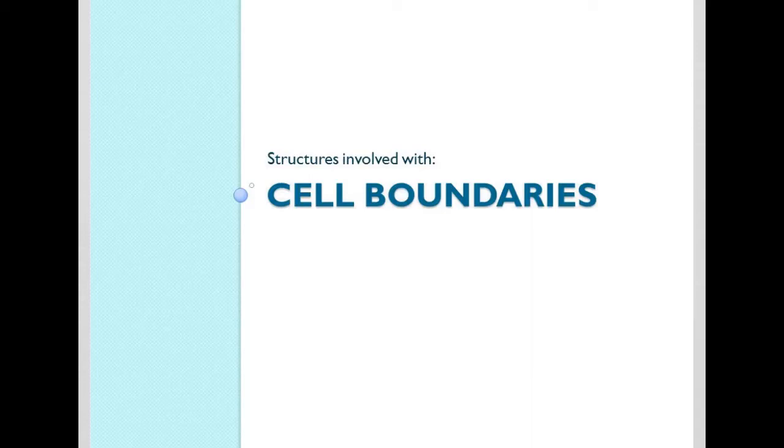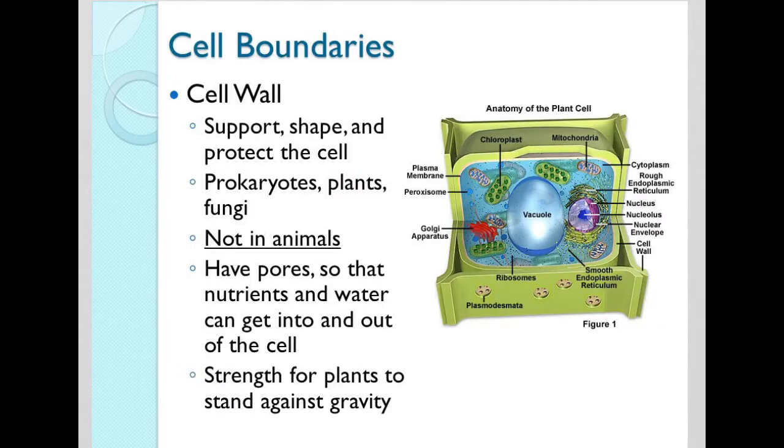This video is going to be about structures in cells that are involved in cell boundaries. An incredibly prominent cell boundary is going to be a cell wall. It sounds exactly like what it is. It's a wall for cells. It will support, shape, and protect the cell. Cell walls exist in prokaryotes, plants, and fungi.